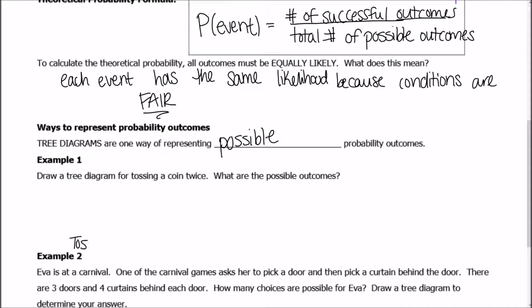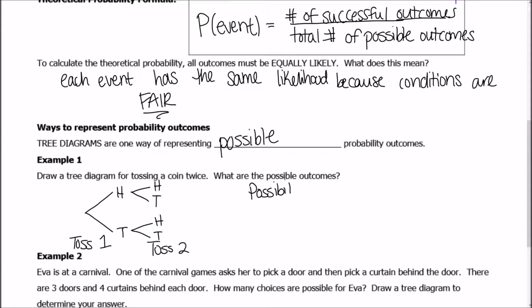So we've got toss one, and under toss one we've got two outcomes. We can either get heads or we can get tails. Then we've got toss two, where you've tossed it a second time, and off of the heads you can either get heads or tails, or off of the tails you can either get heads or tails. So that means that all of our possibilities are as follows.